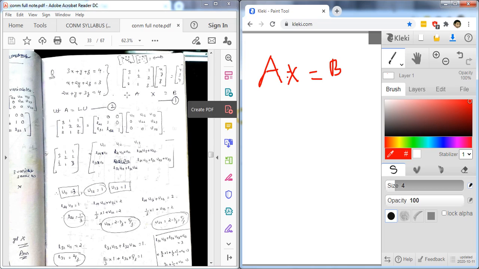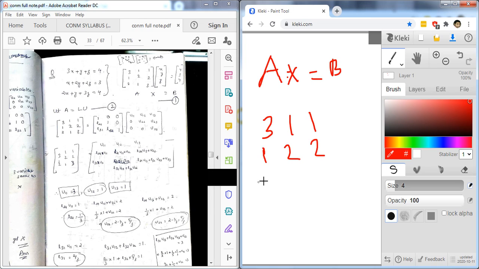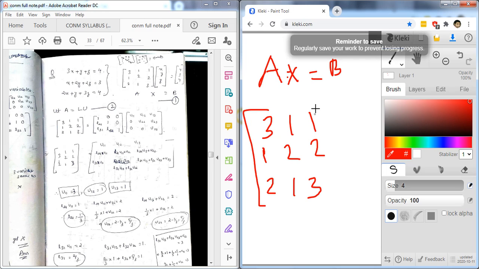Suppose I have 3x plus y plus z equals 4, 1x plus 2y plus 2z equals 3, and 2x plus y plus 3z equals 4. So how can I do this? Just take the coefficients. So it's 3 1 1, then 1 2 2, then 2 1 3. So this is my A.